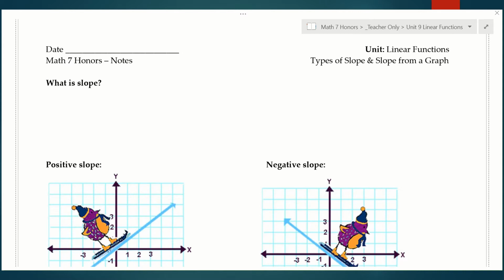When you hear the word slope, you might think of skiing. A lot of times when people are referring to skiing, they might say, oh, I was on a really gentle slope or a really steep slope. And so when we compare slope to how steep a line is, why don't we start by putting some bullets here. What is slope? So I'm going to say it's the steepness of a line.